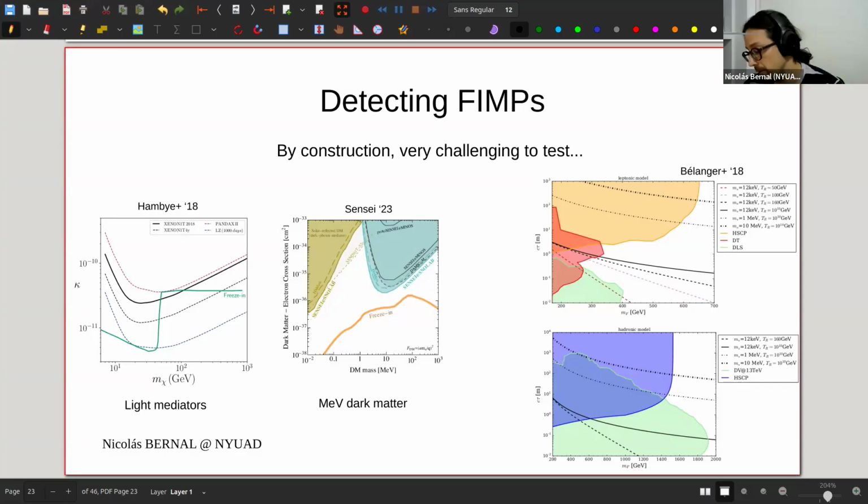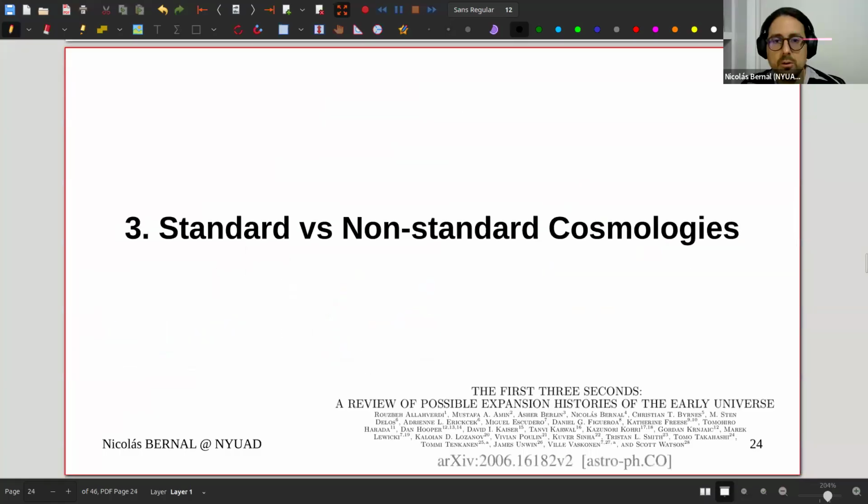So really having long-lived particles. So the idea is not really testing FIMP dark matter, but models with FIMPs. Okay, good. If you have no questions, I would like to make some comments.